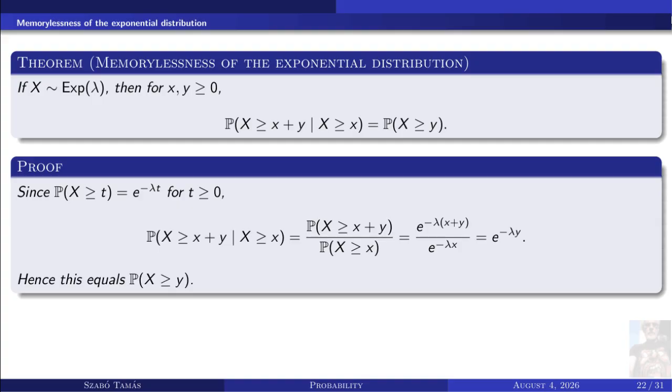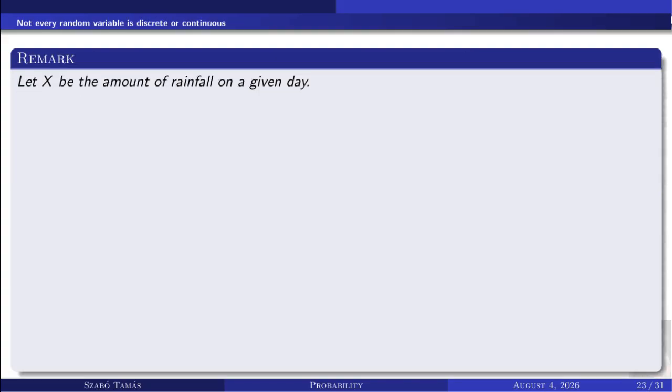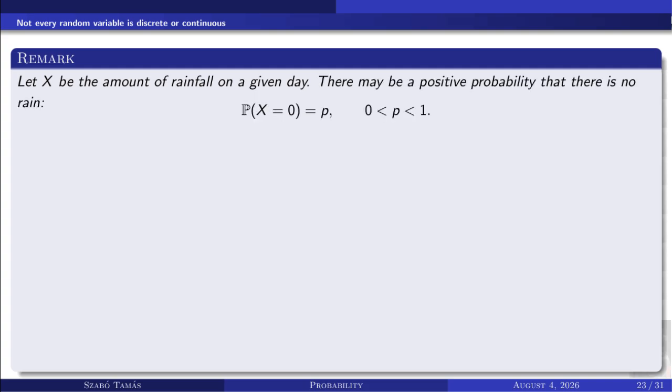Before moving to continuous random vectors, we note that not every random variable is discrete or continuous. For example, let X be the amount of rainfall on a given day. There may be a positive probability that there is no rain at all. That is, P(X = 0) = p, where p is between 0 and 1. If it does rain, then the amount of rainfall can vary continuously.